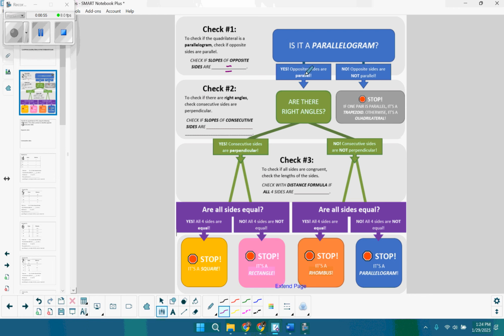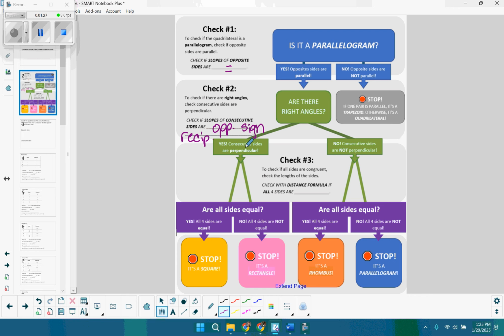So if we did have two pairs that were parallel and we're moving on, we're going to continue to check the slope of the lines, but now we're looking to see if there are right angles. So to check if there are right angles, we're going to check the consecutive sides if they're perpendicular. So we're going to check if slopes of consecutive sides are opposite sign reciprocals. That still won't tell us what our shape is.